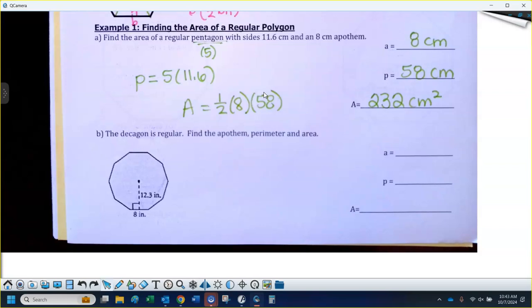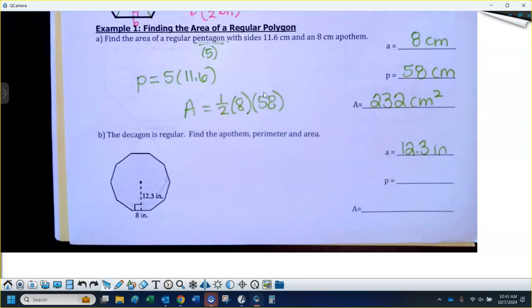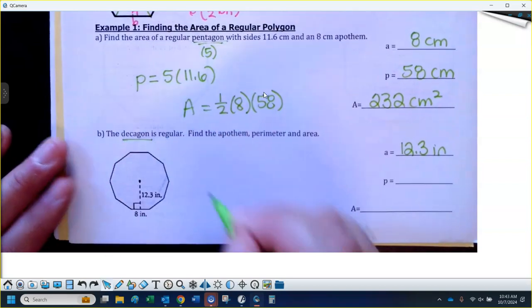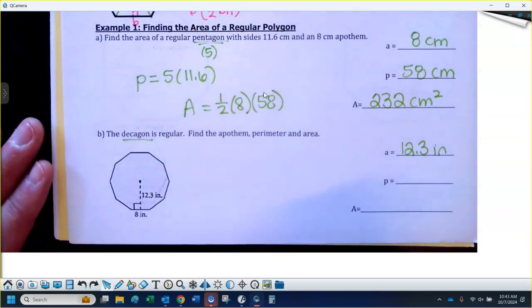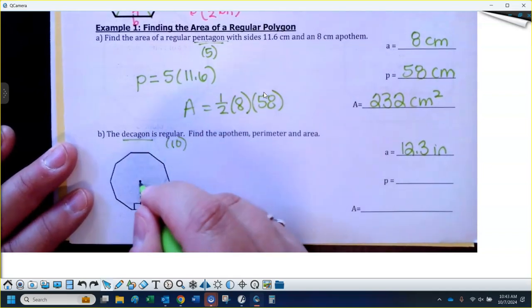Okay, if you look at this diagram on the very bottom here, can you tell me, looking at the picture, what the apothem would be? The 12.3. On the back, it's a little bit harder because it's not going to give you the stuff up front. All right, now this is a decagon. Does anybody know, without counting the sides in that picture, how many sides a decagon has? 10. If you want to go through and count, you can see there's 10 here.